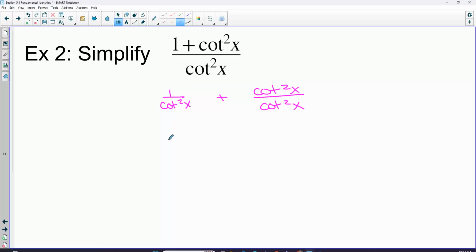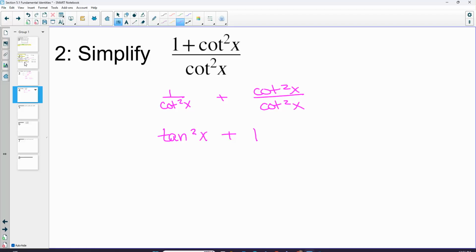What is 1 over cotangent squared? That means the reciprocal of cotangent, which is tangent. And since this was squared, it's just tangent squared. What is cotangent squared x divided by cotangent squared x? 1.